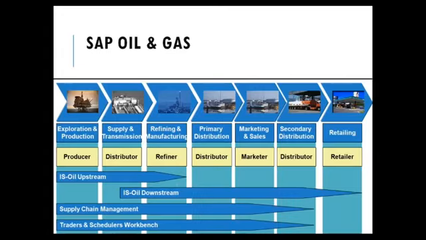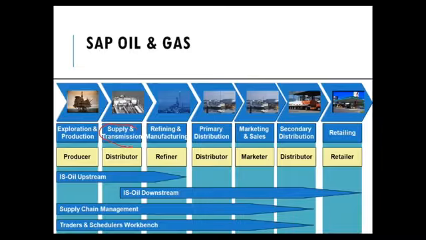As we understood in the previous slide, there are two divisions in the whole supply chain: upstream and downstream. In a functional sense, everything before the refinery is called upstream and after the refinery it is called downstream. But IS-Oil's downstream has encroached into the upstream as well, because of transportation and distribution.